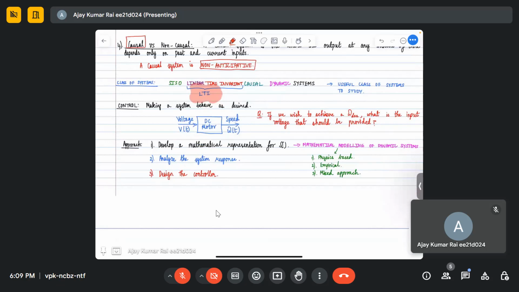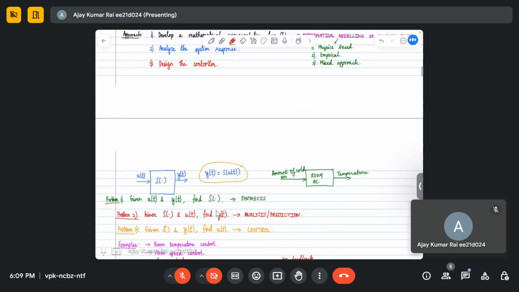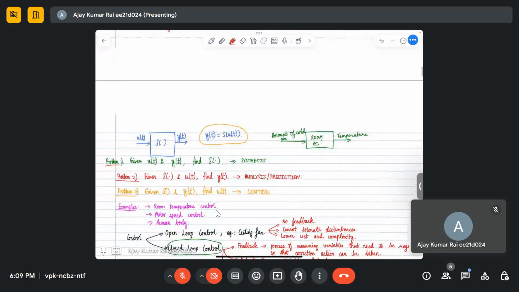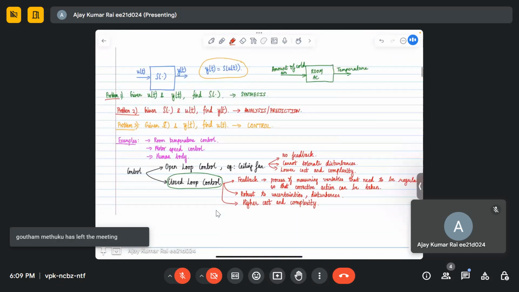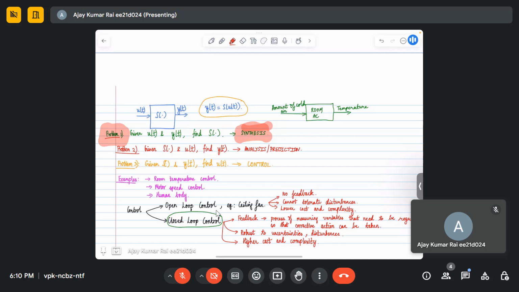So in control systems, what we actually want to do is given here. I hope you have covered this course, or seen at least those videos. So what are the problems that we are going to cover in this? What is synthesis? You're given the input and output, and you have to find the plant or the system. That is the problem of synthesis, if you don't know the mathematical model but you know the input and you know the output.